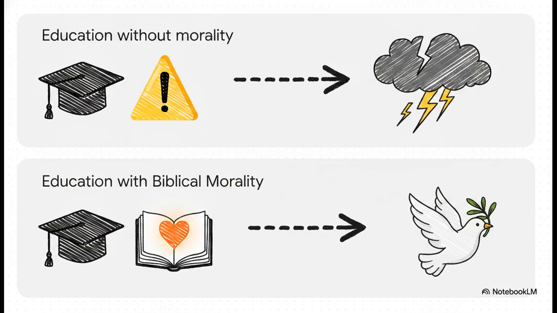A brilliant mind without a moral compass is a genuinely dangerous thing. But on the flip side, education paired with biblical morality keeps your mind spiritual. And Romans 8:6-7 gives us this beautiful promise that keeping your mind spiritual promises true peace. A spiritually minded education brings a kind of deep peace of mind that purely secular knowledge simply cannot offer you.